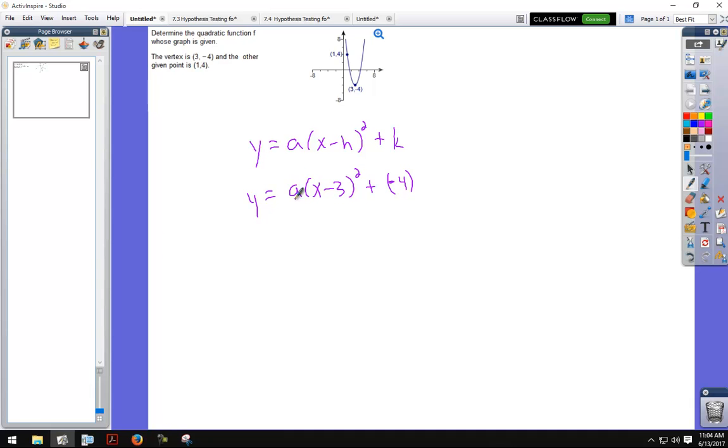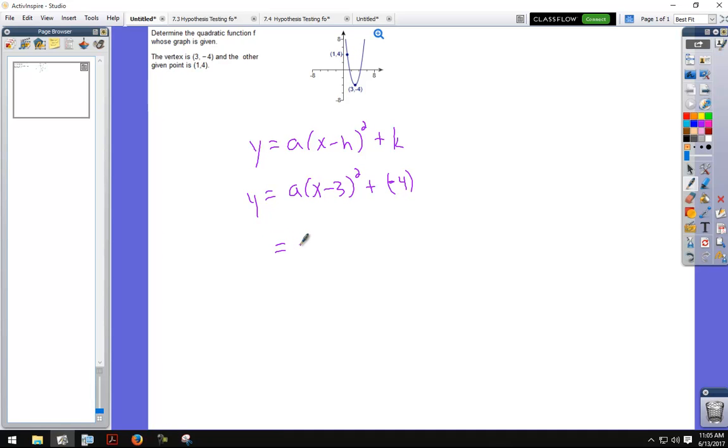Again, if this is positive, it opens up. If it's negative, it opens down. If it's 2, it's a vertical stretch. If it's a value of 1/2, it's a vertical compression. So we need to figure out what that value is. And they give us one other point on the graph. They give us the point (1, 4). So when x is 1, we know y is 4.